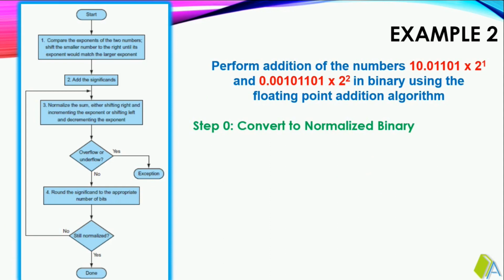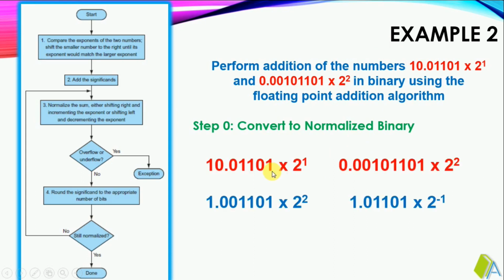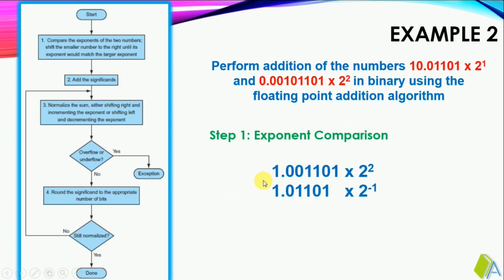So consider another example. Here the given floating point numbers are already in binary format. In the initial step I have to make them normalized. So this is the normalized version of the given binary number. According to step 1, I have to compare the exponents. Here the largest exponent is 2 power 2. The smallest exponent is minus 1. So I have to add plus 3 to match it with the largest exponent. In order to add plus 3, I have to shift this decimal point left by 3 bits.